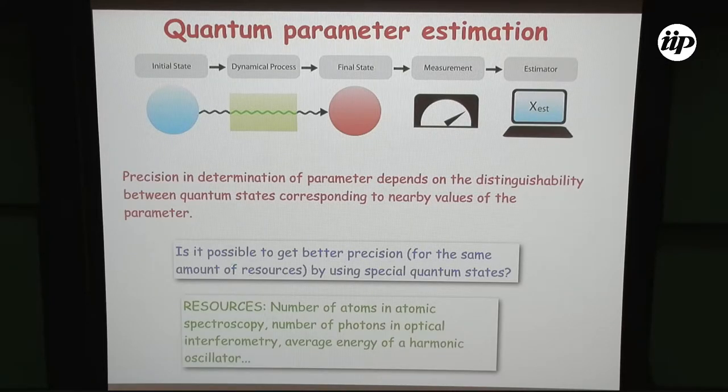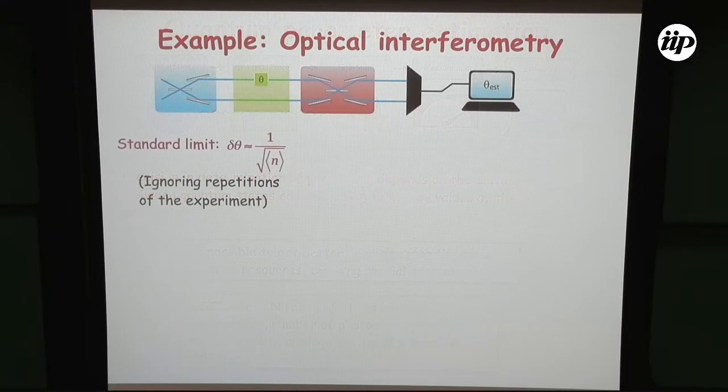And I mentioned here the word resources, and I must define it, and that's defined in each case. So resources may be, for instance, the number of atoms in atomic spectroscopy, the number of photons in optical interferometry, the average energy of a harmonic oscillator, and so forth. Okay, so in each case, we have to define precisely what the resources are. So that's the question one wants to answer in quantum metrology. So let me give you an example of this.